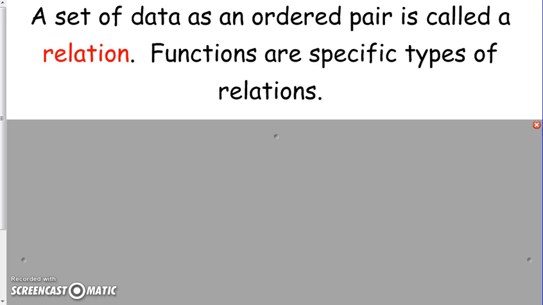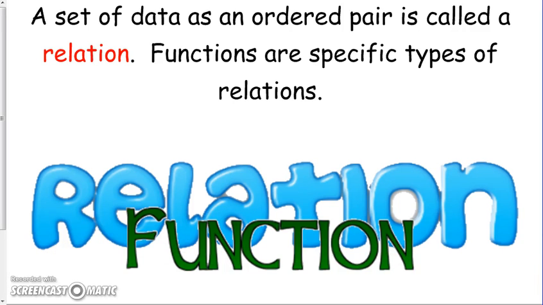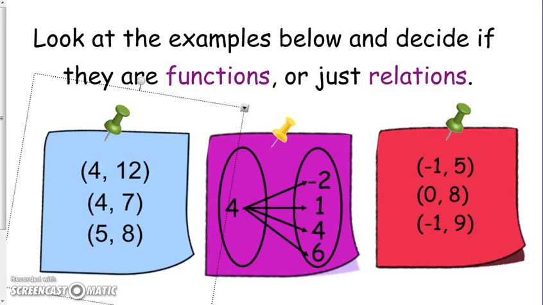So you have this slide. It says a set of data, an ordered pair, is called a relation. Functions are specific types of relations. So if you're looking at big picture ideas, relation is like the umbrella and functions fit underneath the relations. So look at the examples below and decide if they are functions or just relations.